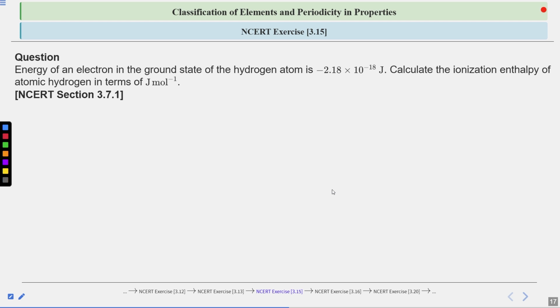Ionization energy. You have to calculate the ionization energy, but the unit is important here. You have to calculate in terms of joule per mole. Okay, so your time to solve this question starts now. Okay, your time is up. Let us see how we can solve it.